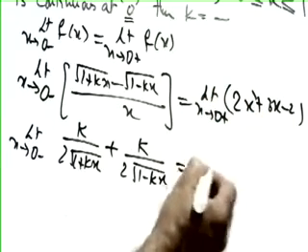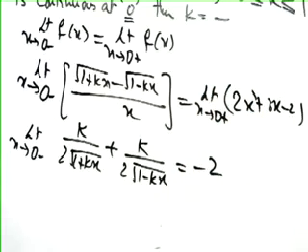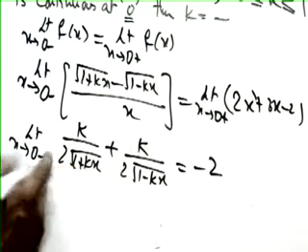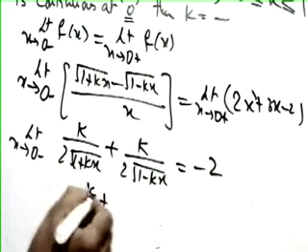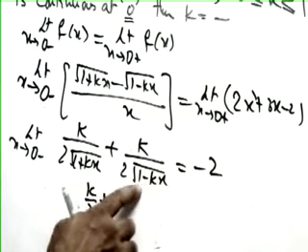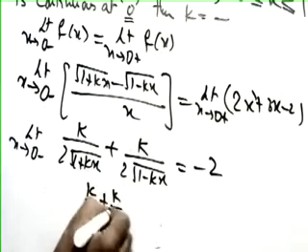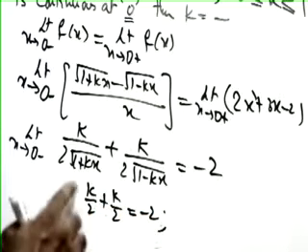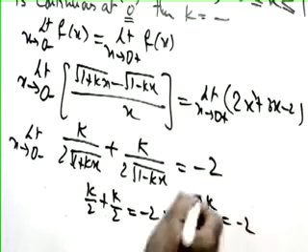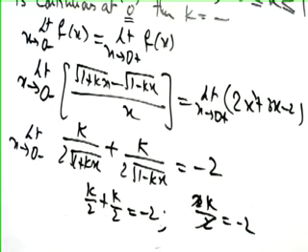Equals, now let us substitute 0 on the right side: 2 into 0 plus 3 into 0 minus 2, you are left with 0 minus 2. Now let me substitute 0 on the left side. This will be 0, 0 plus 1 is 1, root 1 is 1, 1 twos are 2, so this will be k by 2 plus, again k into 0 is 0, 1 minus 0 is 1, root 1 is 1, 1 twos are 2, this is k by 2, equals minus 2. k by 2 plus k by 2 will be 2k by 2 equals minus 2. The 2 will get cancelled. So what is the value of k? The value of k is minus 2.